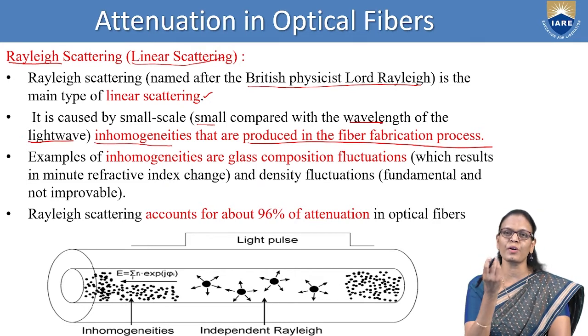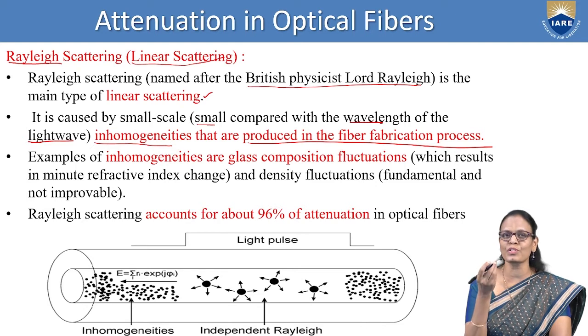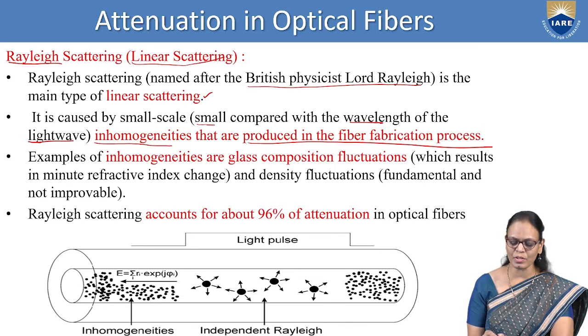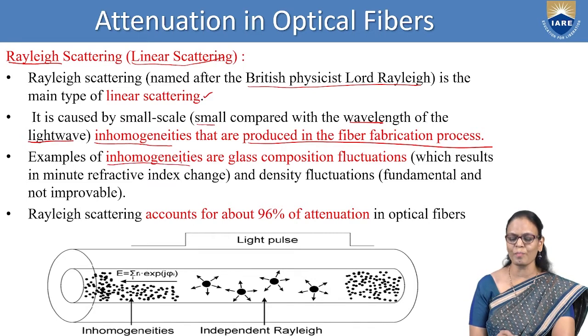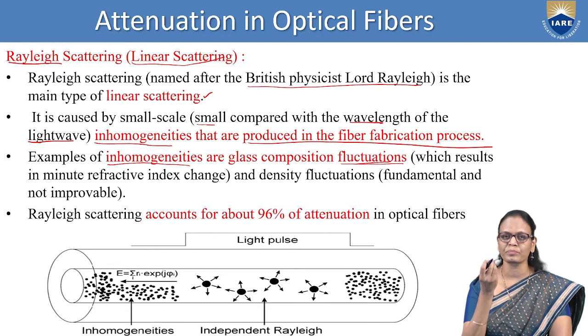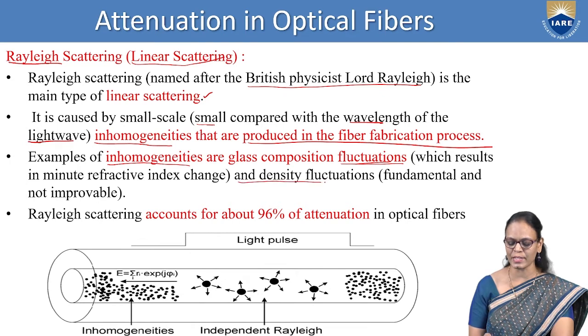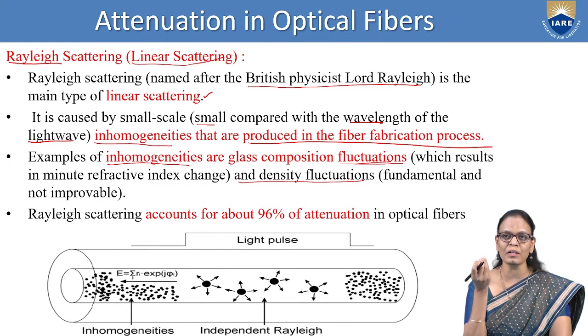When we are manufacturing an optical fiber, homogeneous means uniform throughout. If there are any inhomogeneities in the fiber during the fabrication process, the scattering that occurs due to these inhomogeneities we call Rayleigh scattering. They also have to be very small compared with the wavelength of the wave. Examples of inhomogeneities are glass composition fluctuations, meaning that whenever we are using a glass, if there is a minute change in its refractive index, then it becomes inhomogeneous. There may also be fluctuations in density, which is the mass per unit volume.